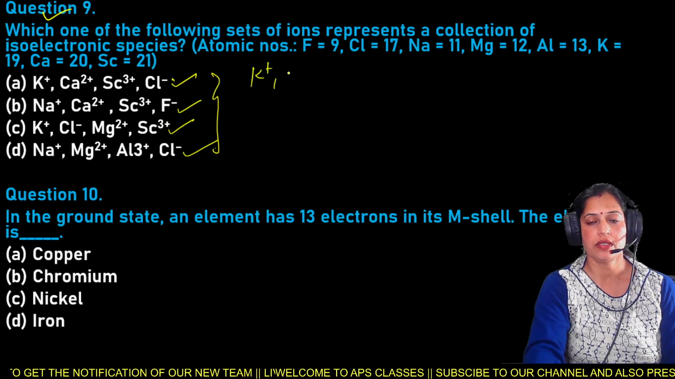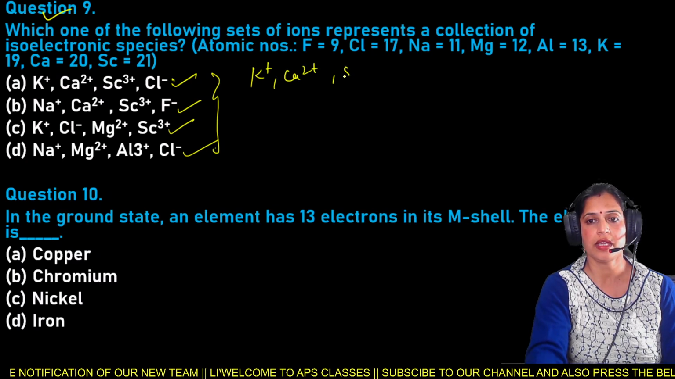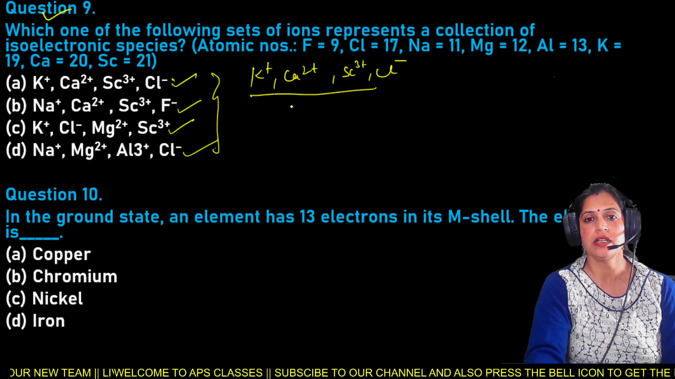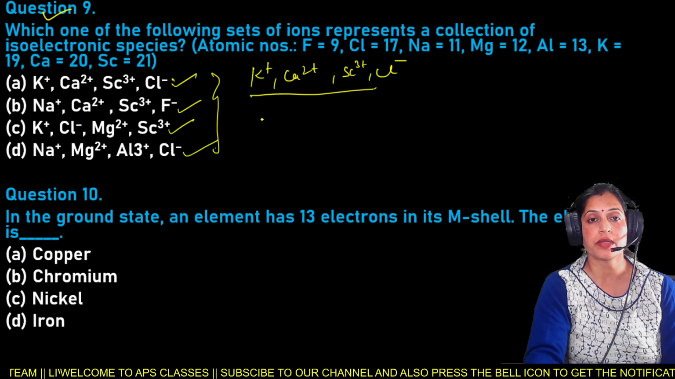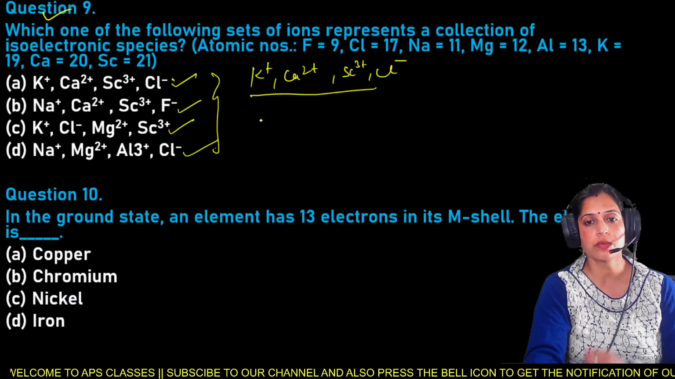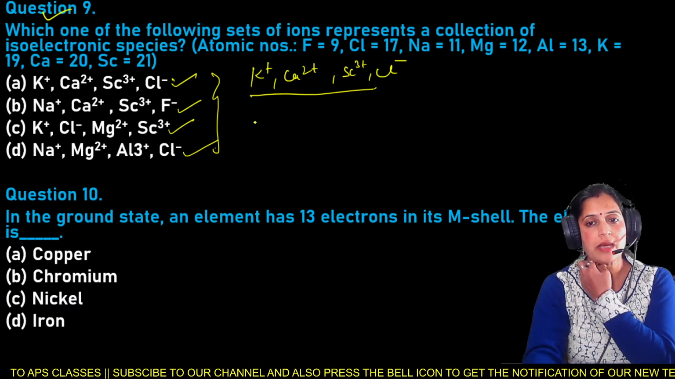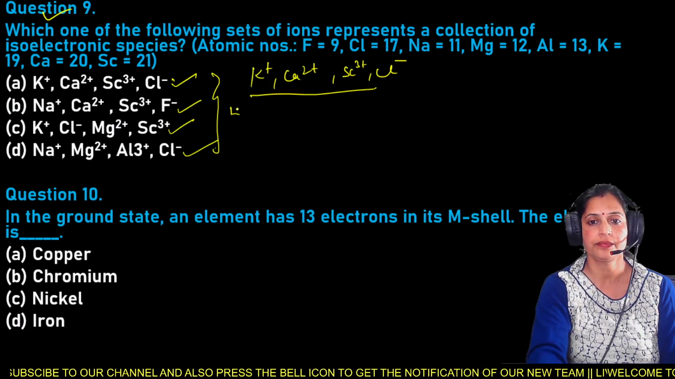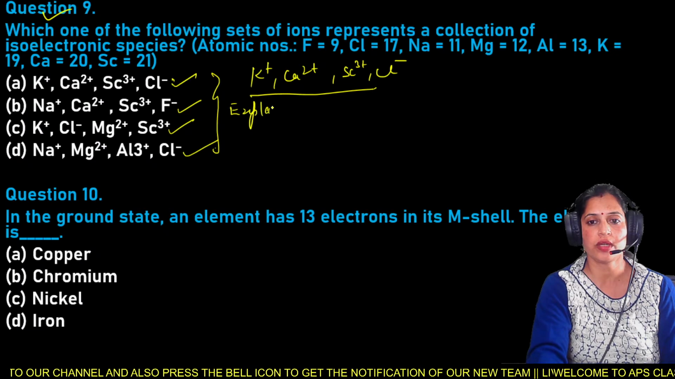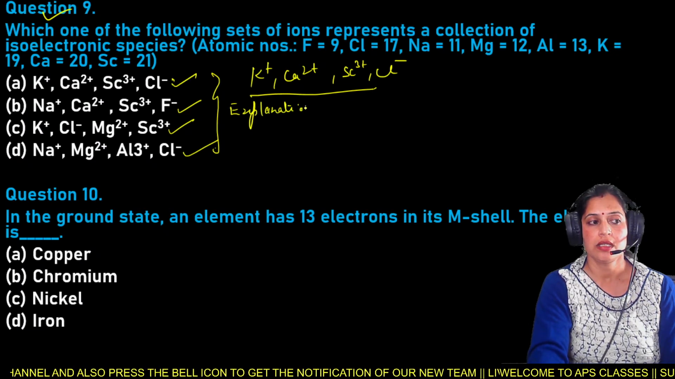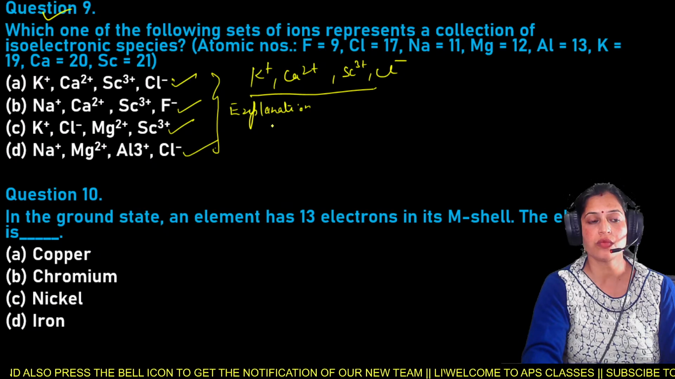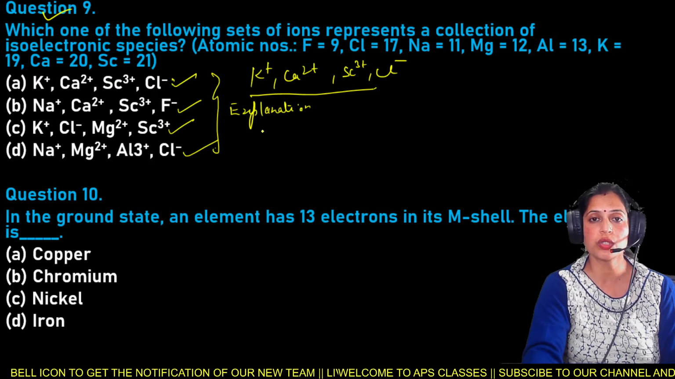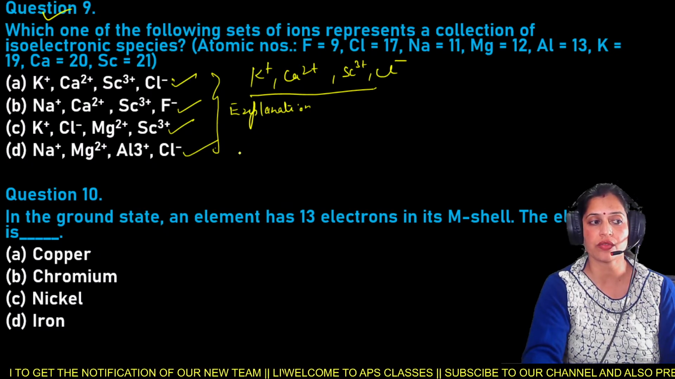K positive, Ca2 positive, Sc3 positive, Cl negative. This is the set of ions that represents a collection of isoelectronic species. Explanation: isoelectronic species are those species which have the same number of electrons.